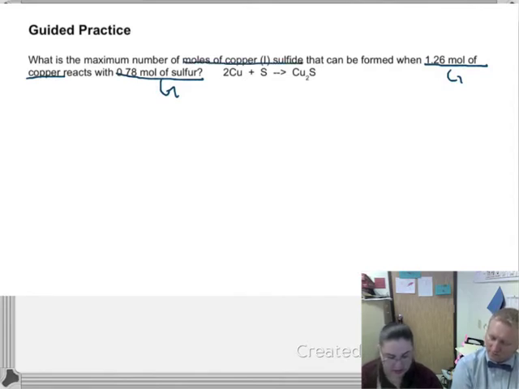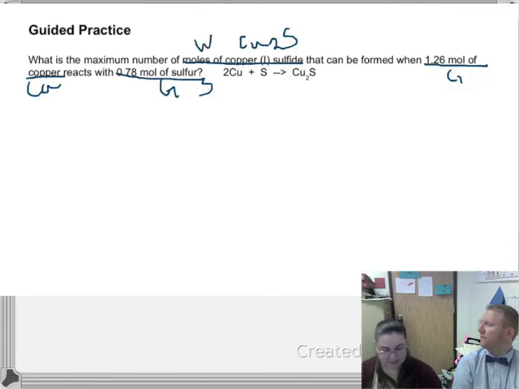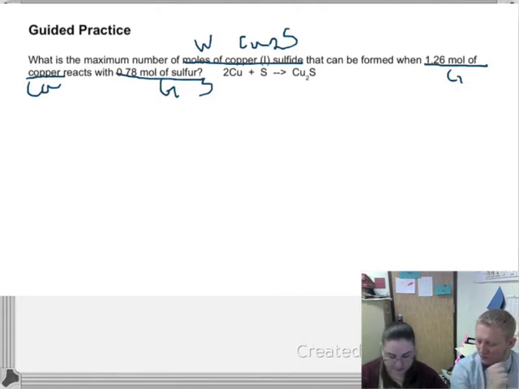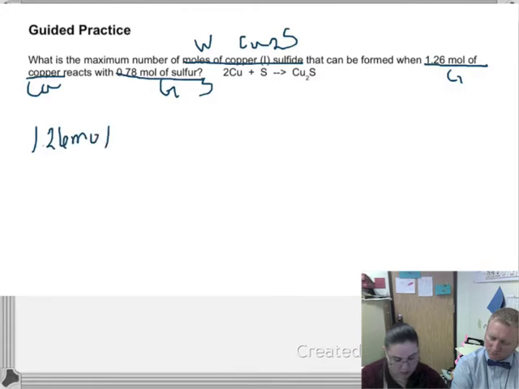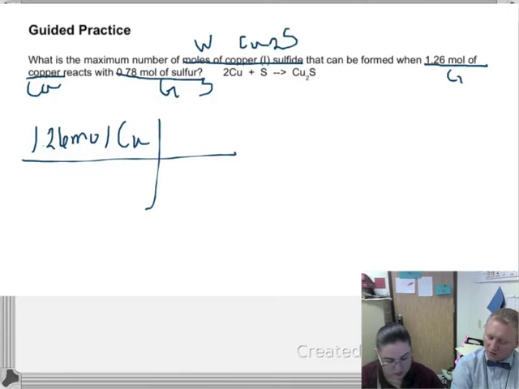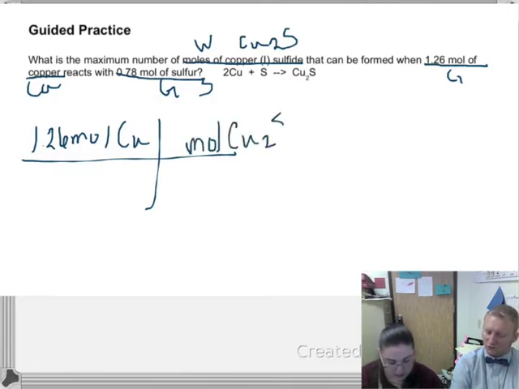So if copper is Cu and sulfur is S, copper sulfide must be Cu2S, and that's our one. Okay, I'm just going to do my math twice. So we start over. We'll do 1.26 moles of copper as the given, and we want to change that to moles of copper sulfide, the Cu2S.